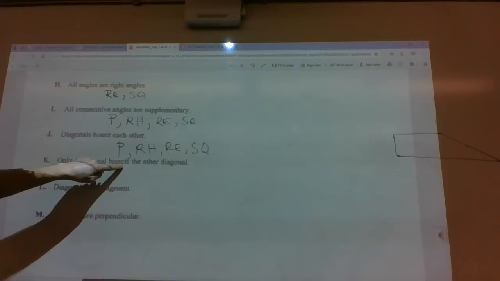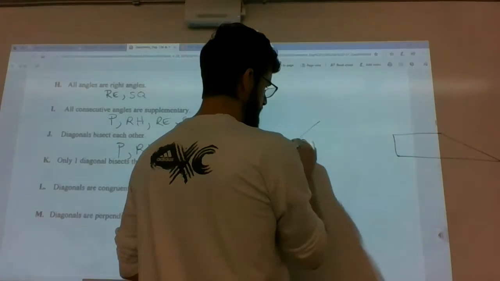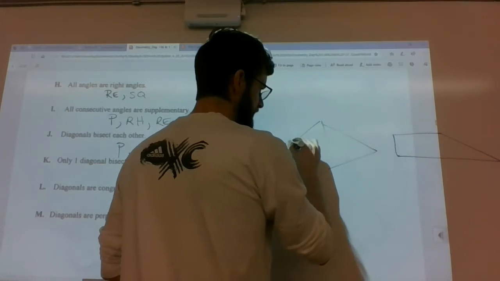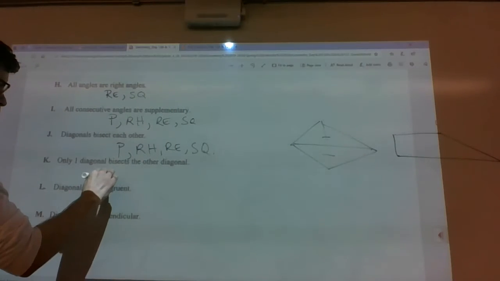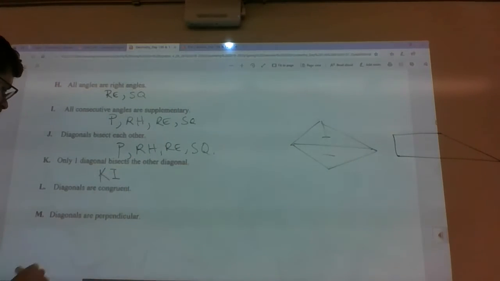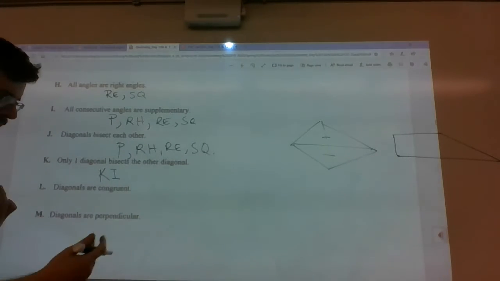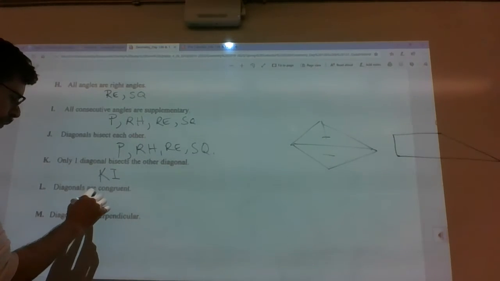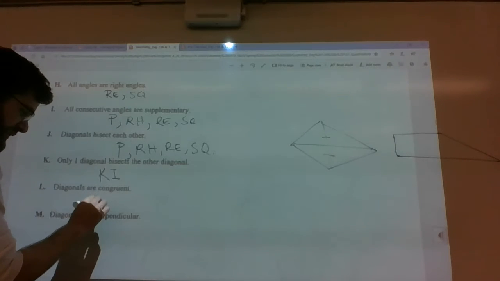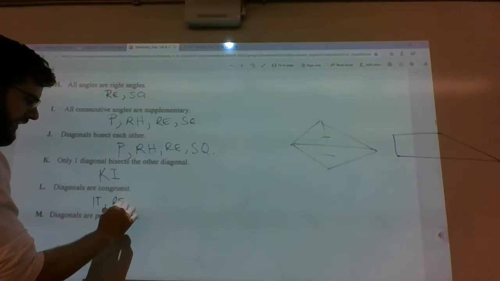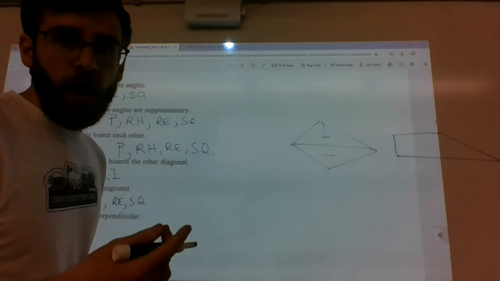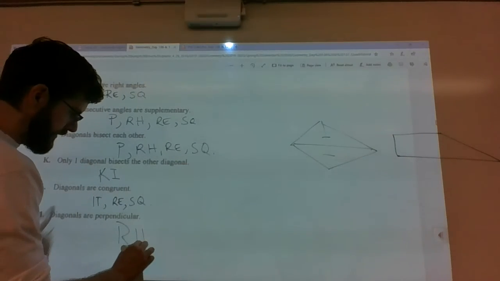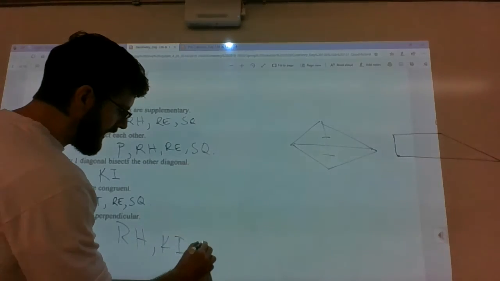Only one diagonal bisects the other. That's a kite. The diagonals are congruent. We talked about that earlier. It was an isosceles trapezoid, a rectangle, and then a square. And then the diagonals are perpendicular. That would be all rhombuses, kites, and squares.